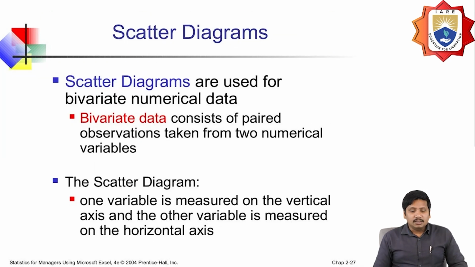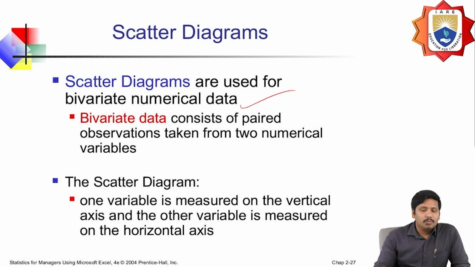And the next one is the scatter diagram. A scatter diagram is used for bivariate numerical data, which consists of paired observations taken from two numerical variables. Here in the scatter diagram, one variable is measured on the vertical axis, and the other variable is measured on the horizontal axis.